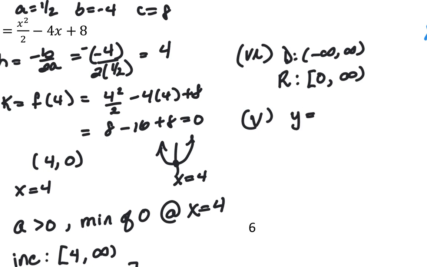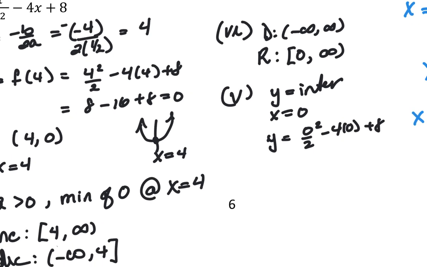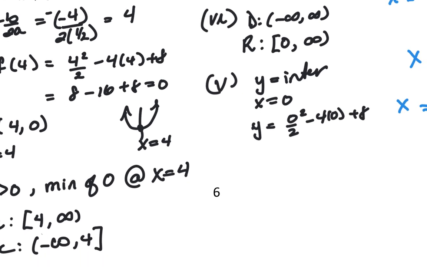So the y-intercept, that means x is equal to 0. So I have y is equal to 0 squared divided by 2 minus 4 multiplied by 0 plus 8. But I knew that the only thing that doesn't have the variable attached to it is that term that is 8. So I have y is equal to 8. So as an intercept, these are ordered pairs, it'll be (0, 8).